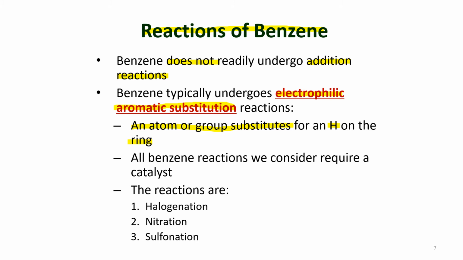And for all the benzene reactions, do remember, a catalyst is always required. A special molecule or a special atom has to be there to catalyze these reactions. The typical reactions are halogenation, in which a halogen atom will replace hydrogen, nitration, and sulfonation. So a halogen, nitrogen, or sulfur group typically replaces this hydrogen in the benzene molecule.